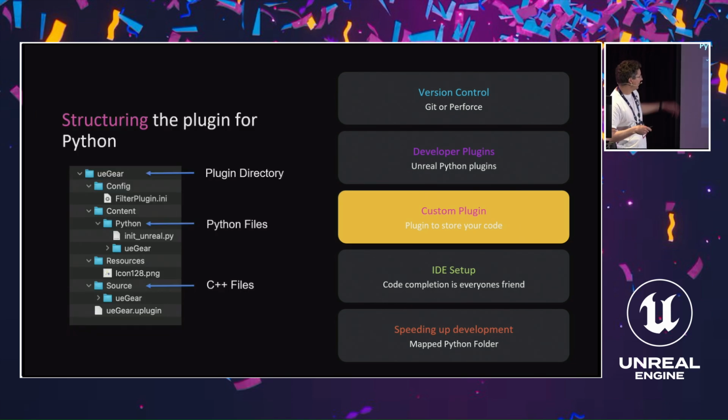That'll create ueGear, our plugin, at the location that you specified. And then most likely all of this won't be there. You might have source or content, but the rest of this won't be there. Now, what you need to do is create the Python folder under content, and in there you can put your packages. Once that data is in there, it will reflect correctly in Unreal.